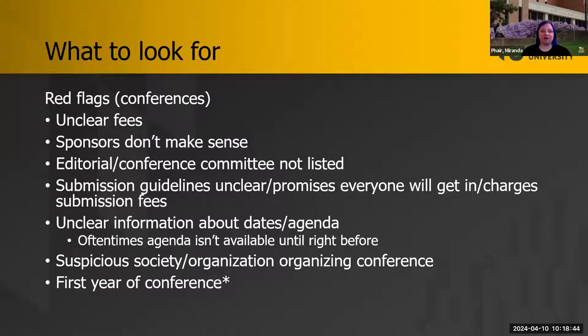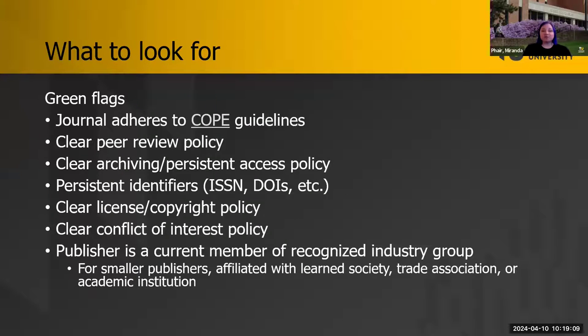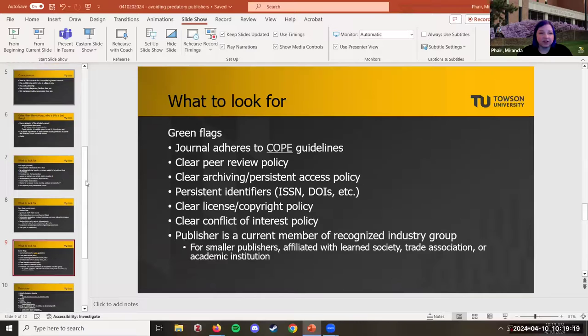But a lot of the fake ones will crop up and then not show up again once they've collected money from people. So if it's the first year, it's not going to completely rule it out as being okay. But if it's been going on for 15 years and people have gone to it, you can generally trust that it's okay. Some things you do want to look for in a journal when you're publishing there is that they adhere to COPE guidelines, the Committee on Publication Ethics. Most of the things on this list are things that they list there.